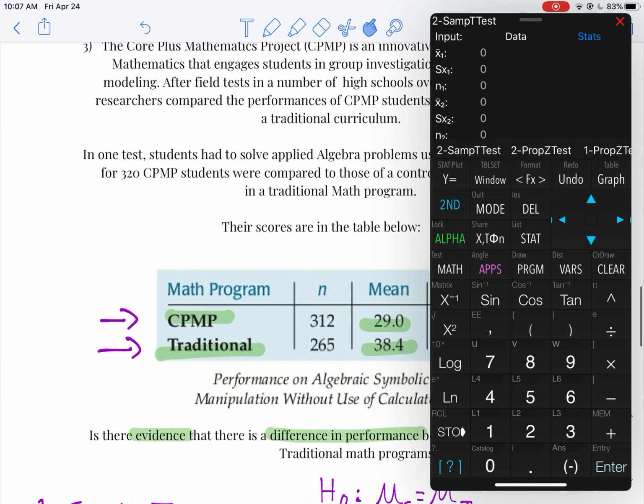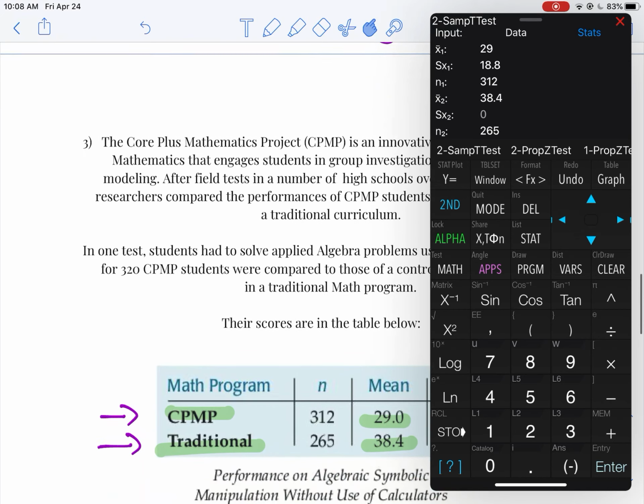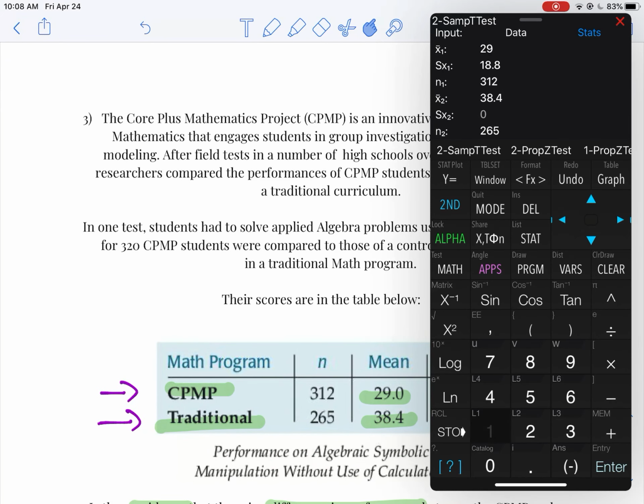I got to check this out. 18.8. My first one. The average was 29. Sample size was 312. For my second, my sample size was 265. My mean was 38.4. Whoops. Always double check to make sure you're entering the right numbers. And then for our standard deviation, 16.2.